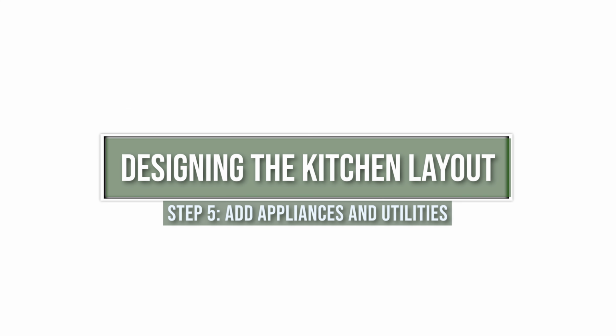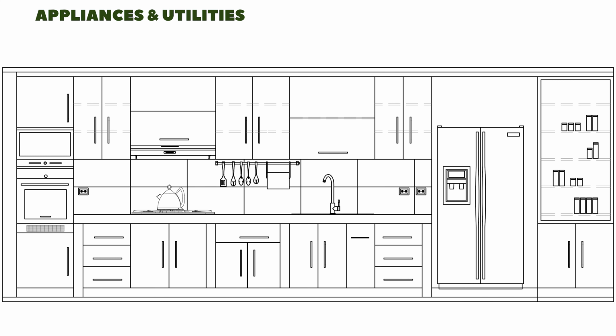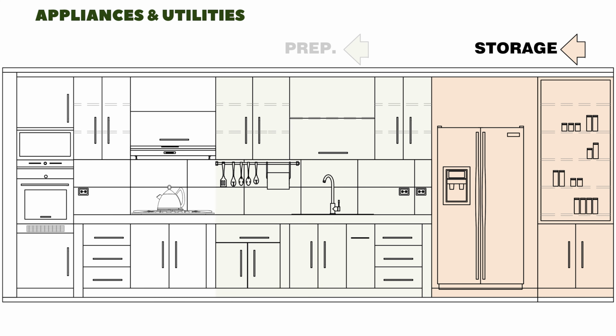Step 5. Add appliances and utilities. Now it's time to place additional appliances like the dishwasher, microwave, and oven. Use the appropriate symbols to mark these locations on the plan and section. When planning prep space, ensure the countertop between the sink, range, and refrigerator is large enough for tasks like ingredient access, chopping, and mixing. The layout should support a smooth workflow between the kitchen's key zones: storage, prep, and cooking.